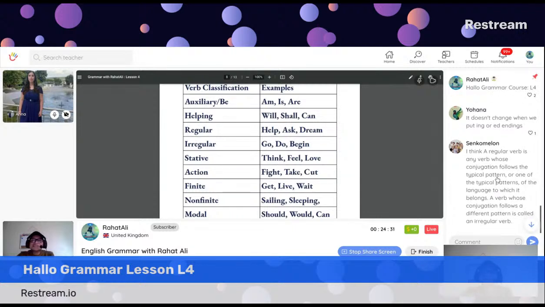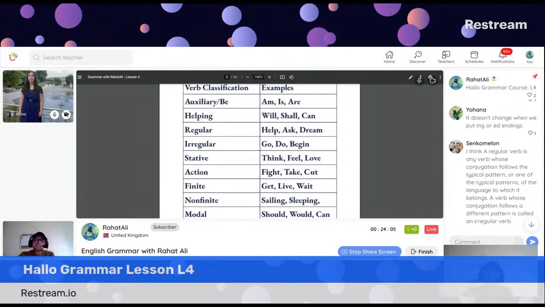Okay, Sanko says, I think a regular verb is any verb whose conjugation follows the typical pattern or one of the typical patterns. Yes, generally the pattern is they take ed most of the cases. And irregular verb, that always changes. Well done, Sanko. And Johanna says it doesn't change. Thank you very much. Really, that's cool.